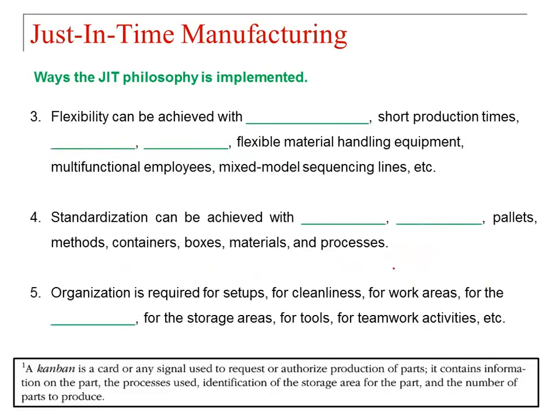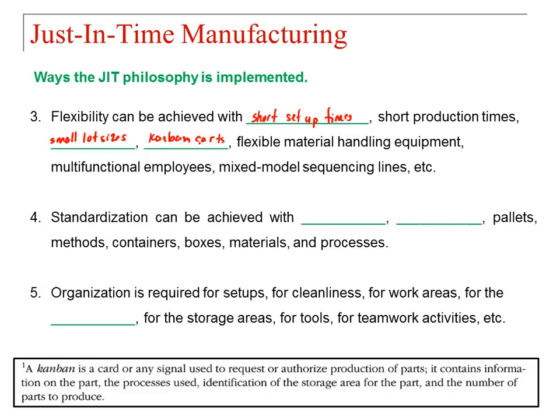What is the impact of number 3? Flexibility can be achieved with short setup times, short production times, small lot size, and Kanban cards. With flexible material handling equipment, and so on.